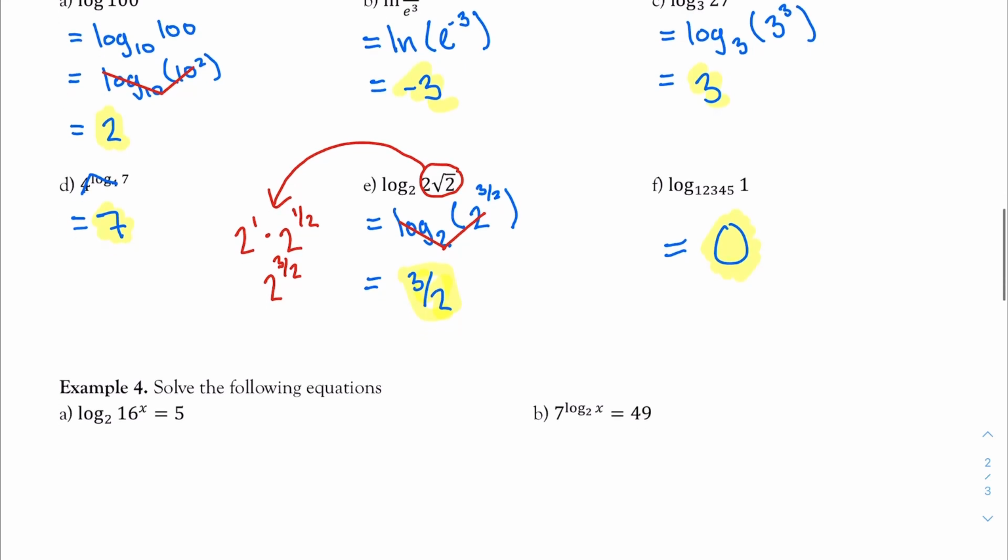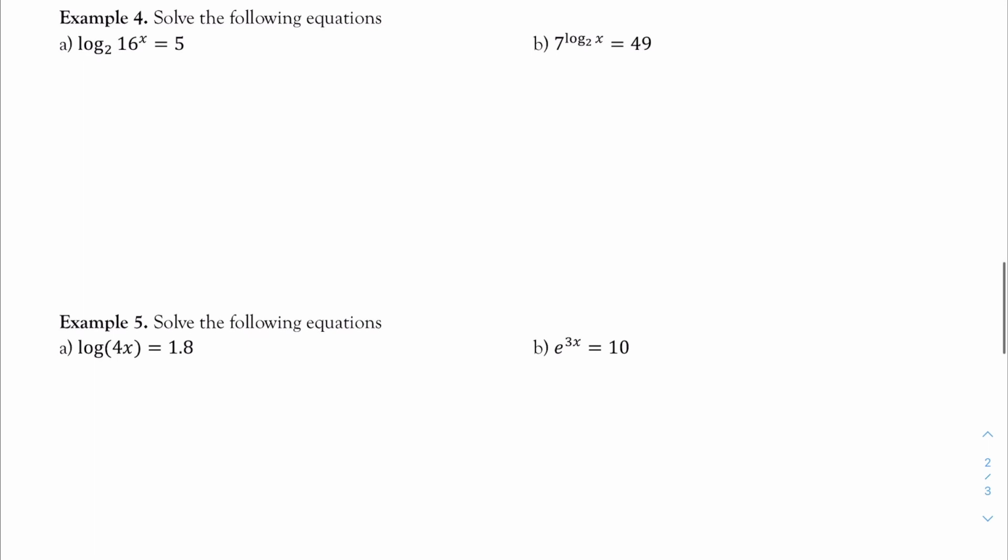Now, looking at example 4, we're just going to get a lot of practice in. Solve the following equations. We know how to simplify some log expressions, but how do I solve a log equation? For part A, I have log base 2 of 16 to the x power is equal to 5. So there are two ways that we can actually approach this part A.